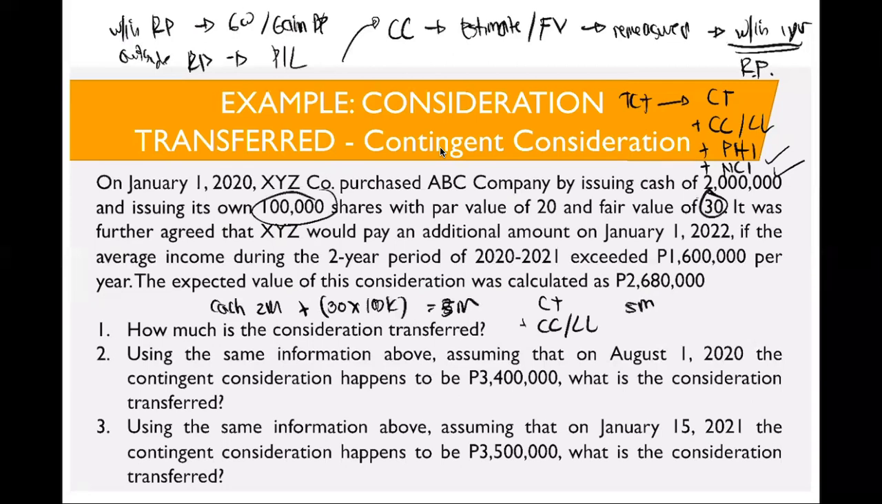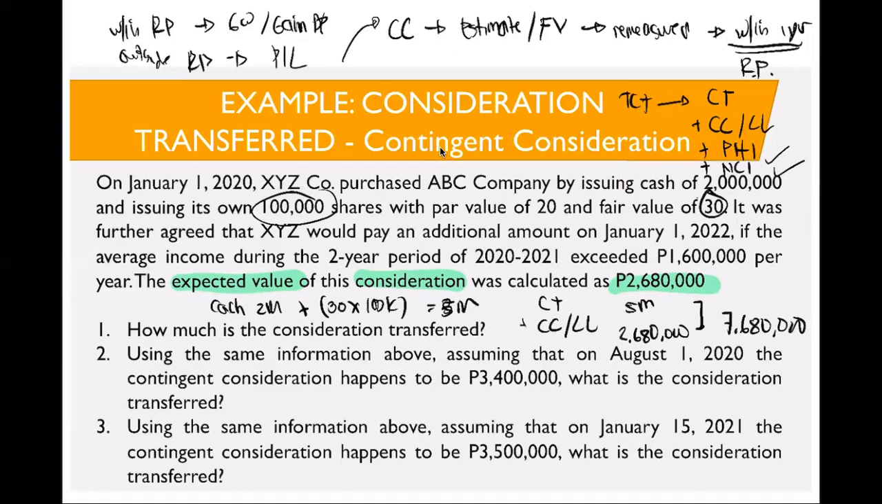And the contingent consideration should be measured at its estimate or fair value. And what is the estimate? The expected value of the consideration is 2,680,000. So we place here as part of our contingent consideration or contingent liability, 2,680,000. So how much is the consideration transferred? 7,680,000.